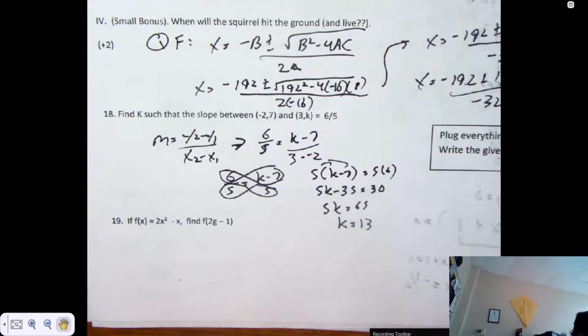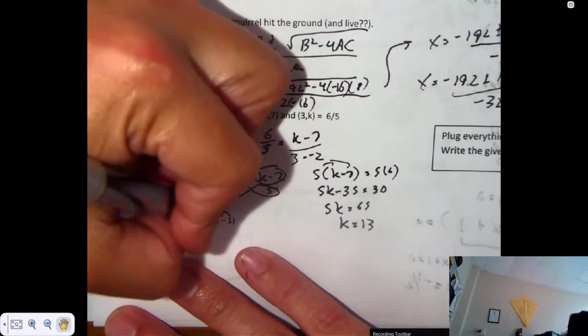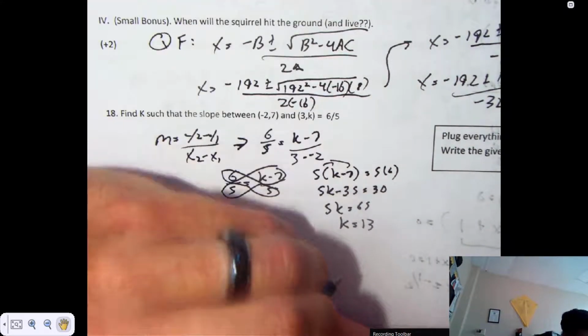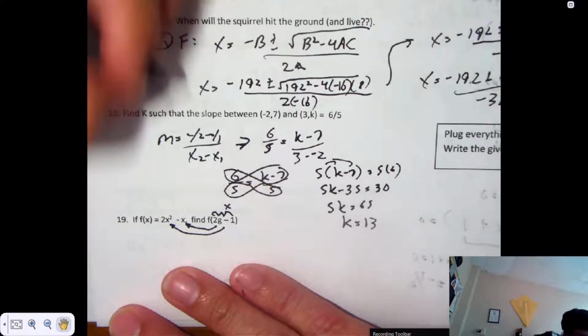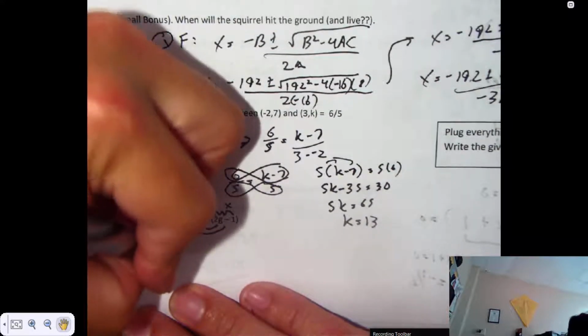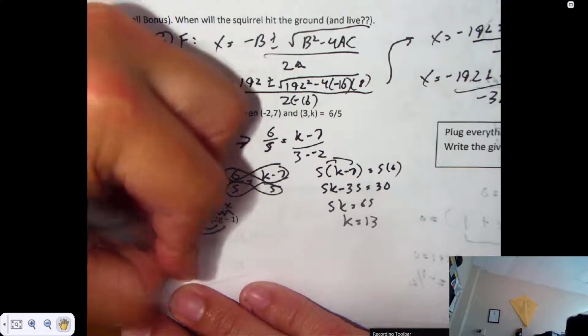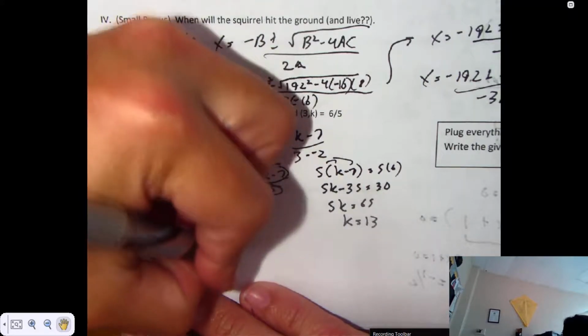That's 18. Just use a formula for slope. 19 is that funky function notation that funks with you. Don't let it. This is x. So everywhere I see an x, that goes there. So twice a 2g minus a 1 squared minus 2g minus 1.